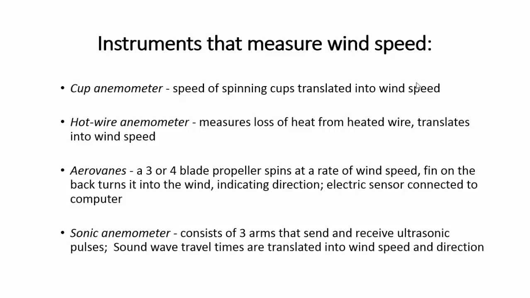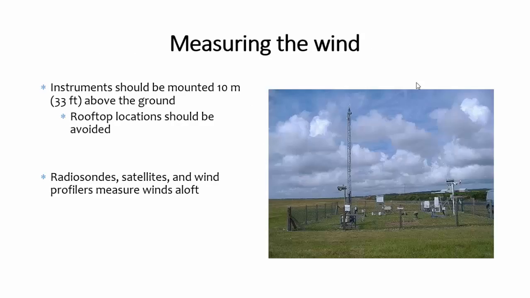Again, here's some of the instruments we use to measure wind speed. Cup anemometers, they're probably the most common. Hot wire anemometers, these are less common. Aerovanes, that's where we have the wind speed and the wind direction all on one instrument. And then we have a sonic anemometer, and you can, again, find pictures of these in your textbook.